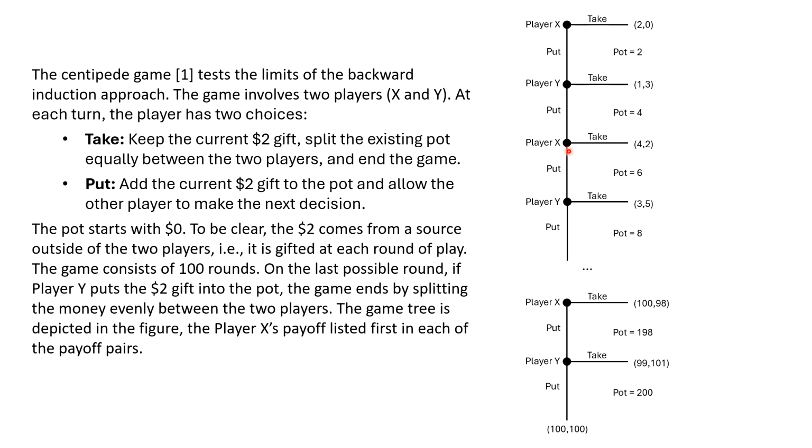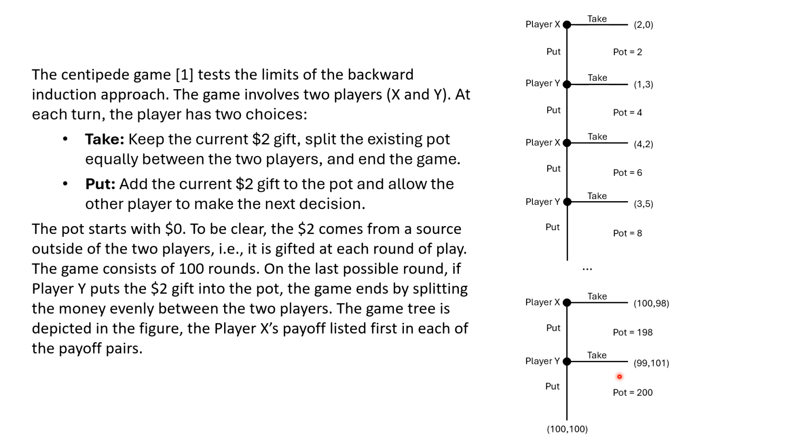Then it alternates. Player X can split the pot, so 2 and 2, and then take the $2 that's inserted, and so the payout would be 4-2. Or player X can put the money into the pot, so there would be 6 in the pot. And then you go back to player Y, and the game goes on potentially for 100 rounds.